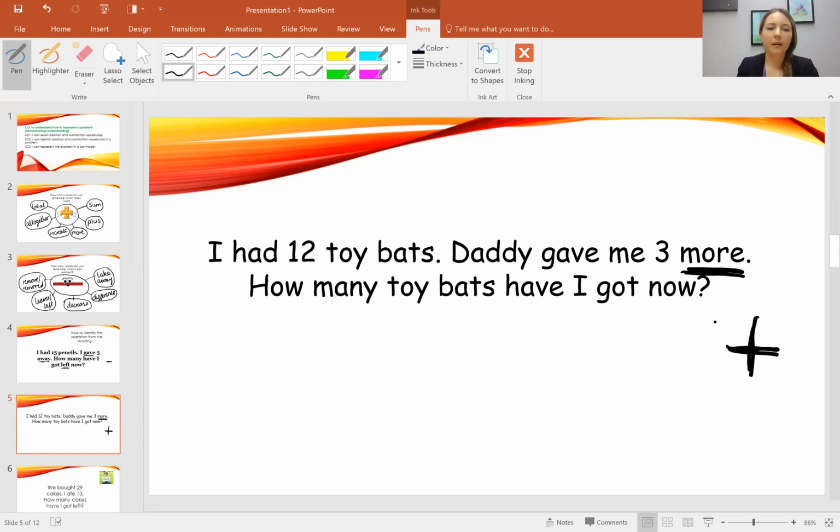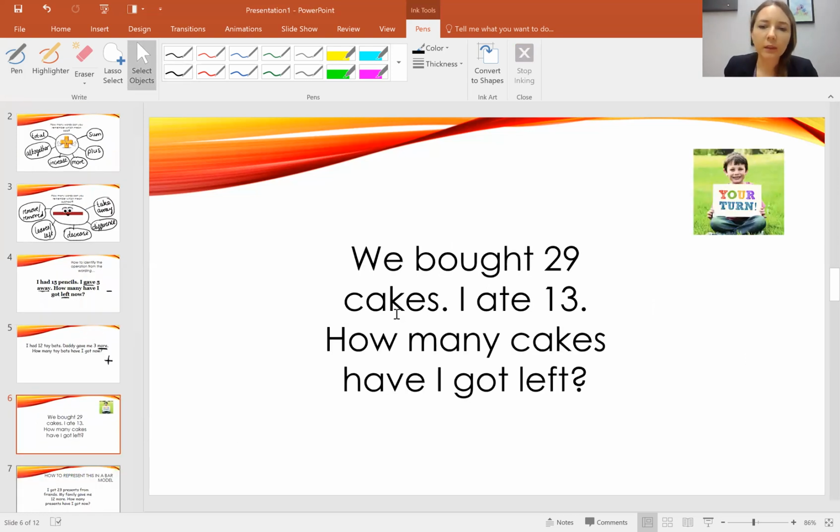Okay, now it's your turn. We bought 29 cakes. I ate 13. How many cakes have I got left? I want you to have a look at your bubble maps and see if there are any words in there that would tell us whether it's addition or subtraction. I want you to underline those words and then write in your book addition or subtraction. Off you go.